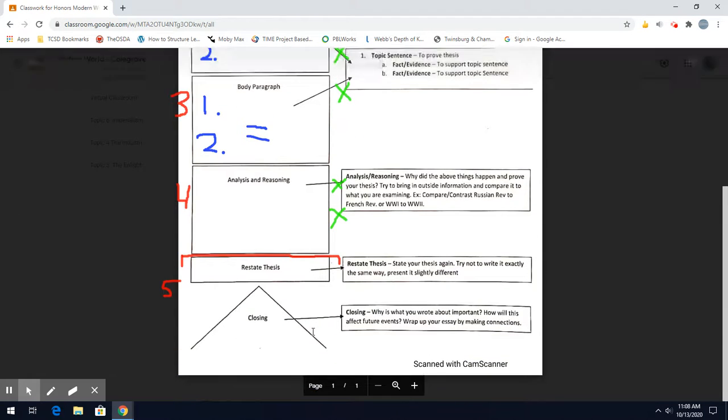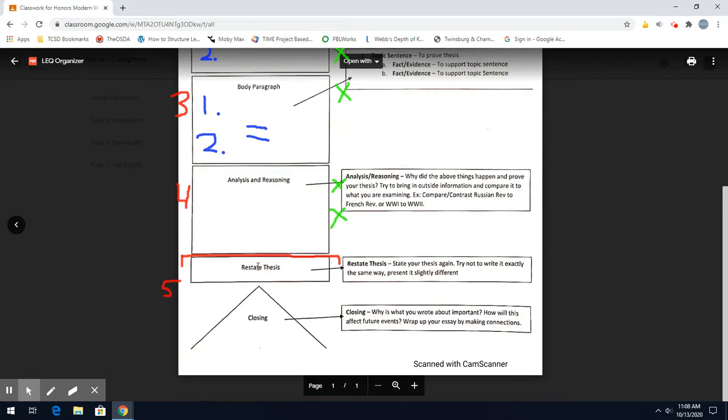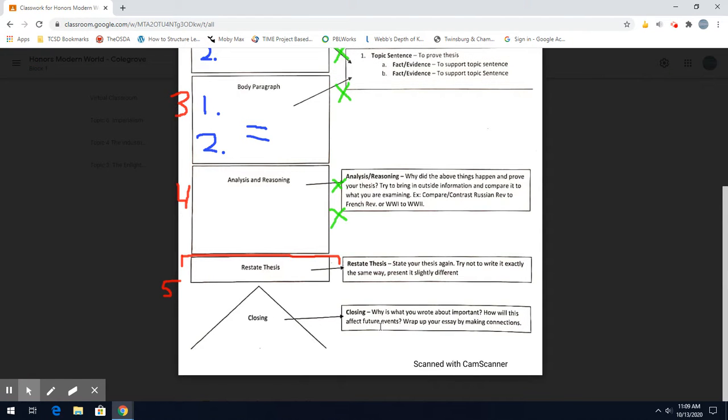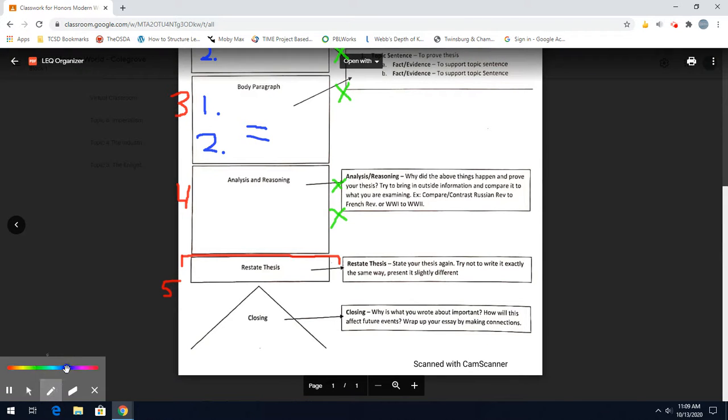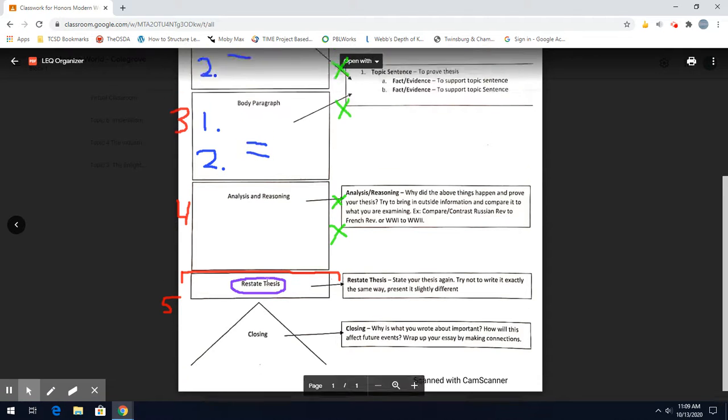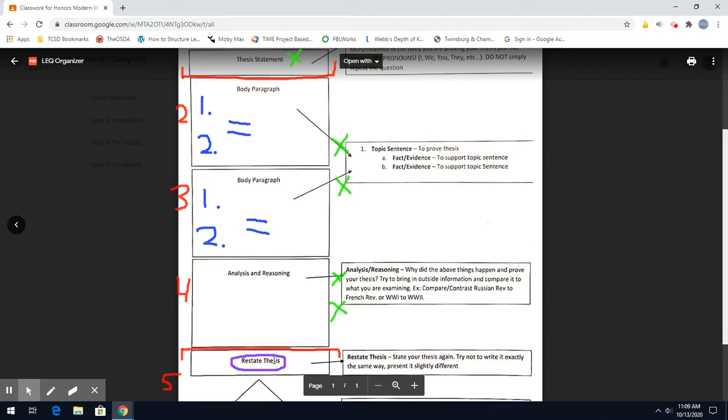So why do we even have a conclusion? You want to have a conclusion just to wrap up your essay, say why it's important, maybe why it connects, and why it's going to affect future events. But one thing we do, and it's very, very critical right here, I want you to restate your thesis. And I want you to restate it in a new and different way. Don't just write exactly what you wrote up here. Write it in a new way.